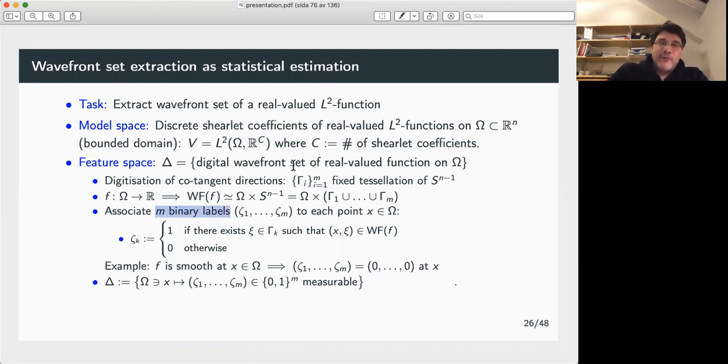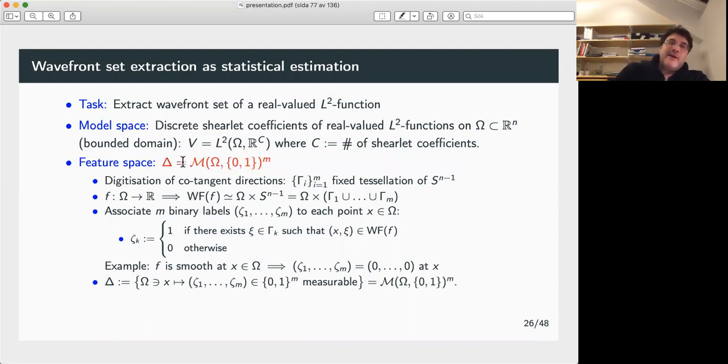So if I'm going to have a set of these, I could as well see elements in this feature space as mappings from omega into these labels. Each of these labels was 0 or 1. So I could see the feature space as measurable mappings from omega into {0,1}^M, because I have M of these. M comes from the way I'm discretizing these directions, okay? So this is my attempt at putting together a digital wavefront set. In some sense, intuitively at least, it corresponds to digital wavefront sets.